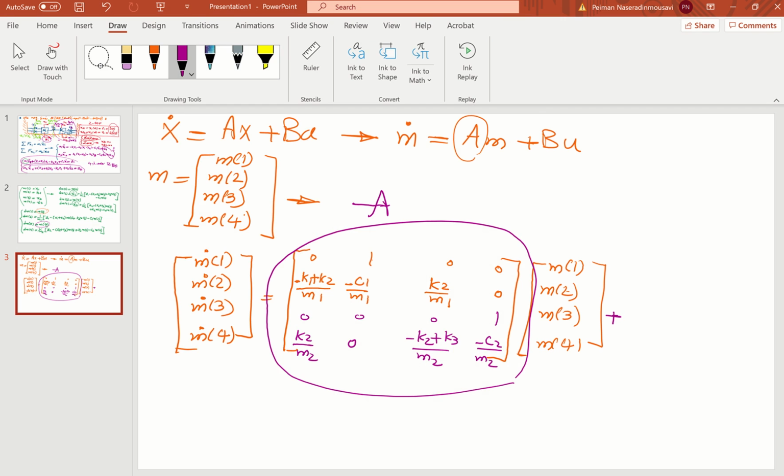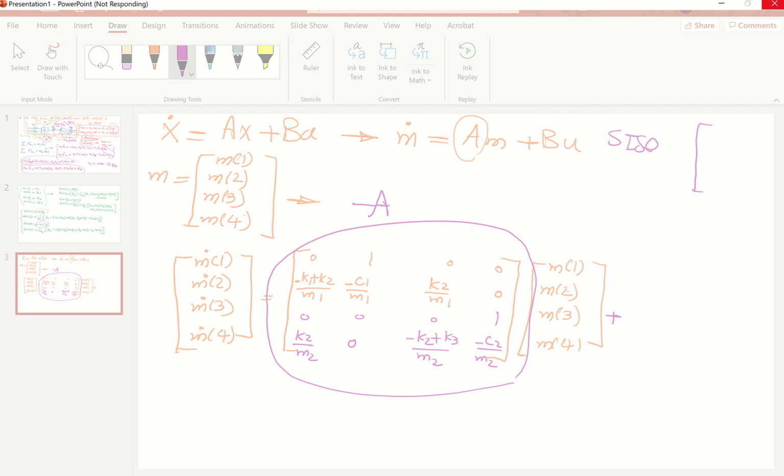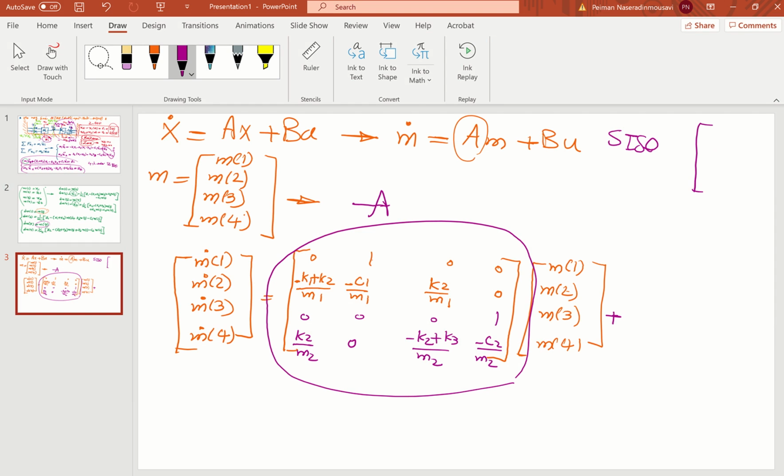Plus now your B. Guys, in the SISO system, your B was, remember, for the pendulum or other examples, an n by 1 matrix. But when you have a MIMO system, 2 inputs or 2 outputs, so the number of the inputs to the system, you have what?